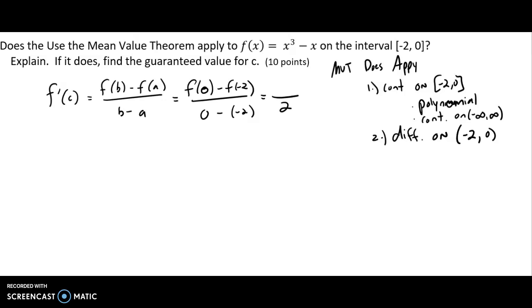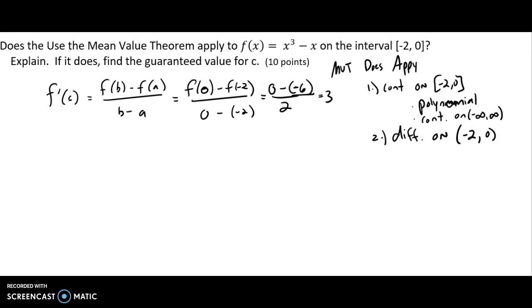f of 0, of course, is 0. And if I plug in negative 2 here, I get a negative 8. And then if I plug in negative 2 in here, I get a minus negative 2. So negative 8 plus 2 is negative 6, which gives me a slope of 3.